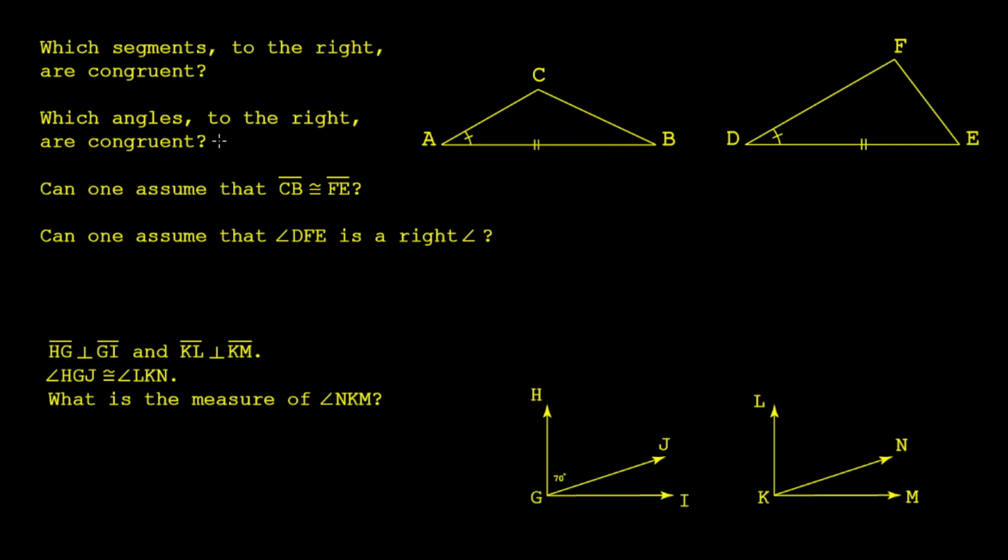Next, which angles to the right are congruent? Well, you can see the markings here. So angle A and angle D are congruent. Angle A is congruent to angle D.